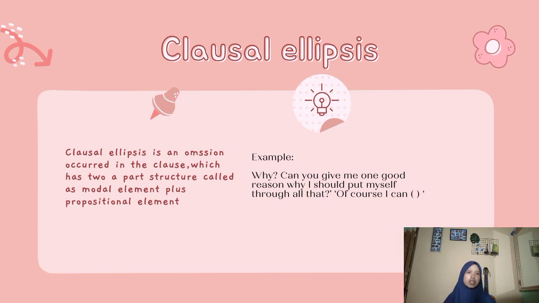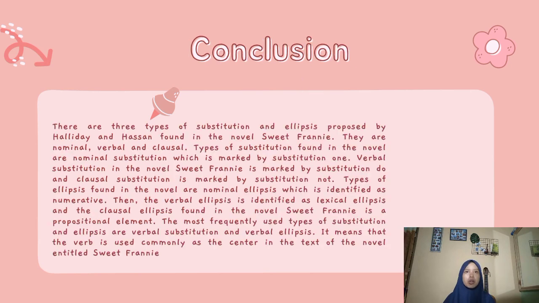non-elliptical structure of the sentence is: of course, I can give you one good reason. Of course I can is a modal element because it is the subject and the finite element of the clause, and give you one good reason is a propositional element because it is the complement of the clause, which is omitted in the structure. The data show that the modal element is mentioned in the clause, however, the propositional element is omitted. So I can conclude about this topic today.